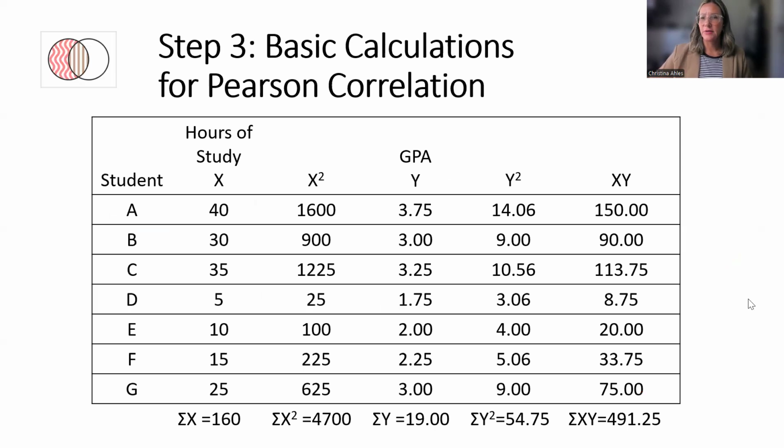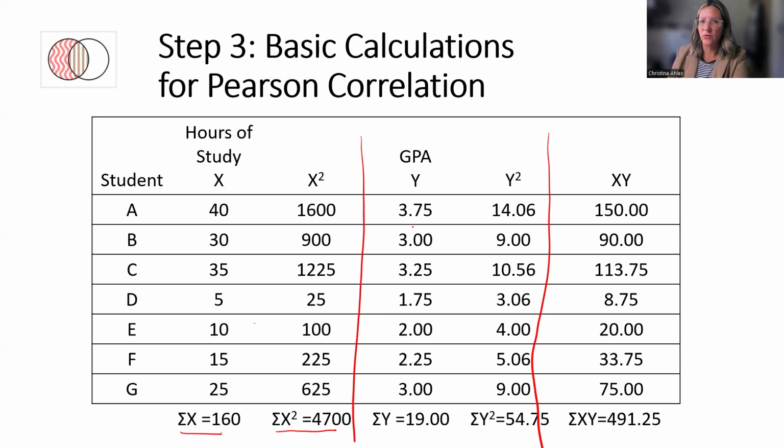So let's look at some of the basic calculations that we're going to need to conduct our Pearson R. We will need our sum of x, just adding up the raw scores for the x value. We're going to need to square each of those scores and then add those up. So 40 squared equals 1600, 30 squared equals 900, et cetera, so that we can get our sum of x squared. That's basically our x variable over here, and here's our y variable over here. Sorry, I cut through that.